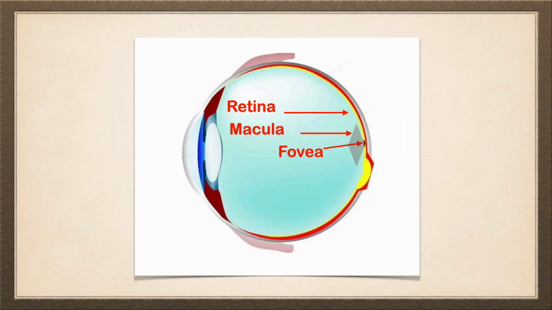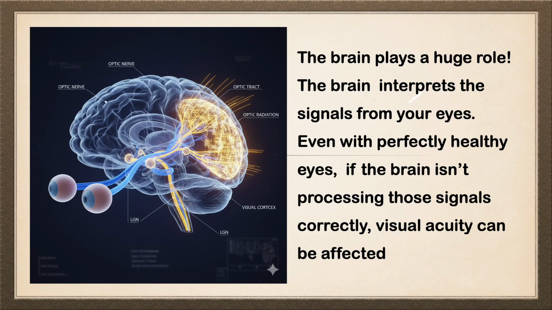Then there's the retina itself, especially a small area called the macula, and within that, the fovea. This is where your light-sensing cells, particularly the cones responsible for color and fine details, are most densely packed. A healthy retina is crucial for sharp vision. And of course, the brain plays a huge role. Your brain interprets the signals sent from your eyes. Even with perfectly healthy eyes, if the brain doesn't process these signals correctly, visual acuity can be affected.